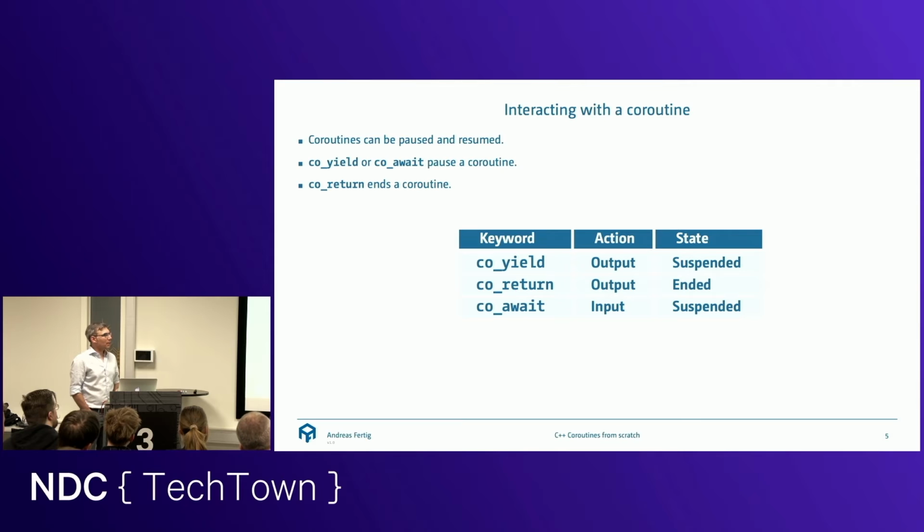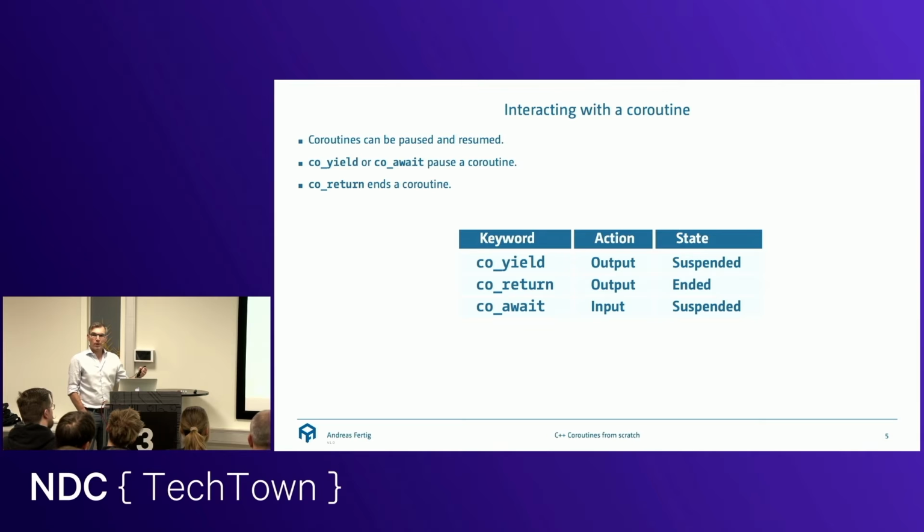co_yield is basically an output action. It's like returning a value from a function. The caller of the coroutine can receive a value back, and the state of the coroutine usually is suspended. Well, as we will later see, it's all up to your implementation what really happens. But for the broader picture, this is how I like to see it.